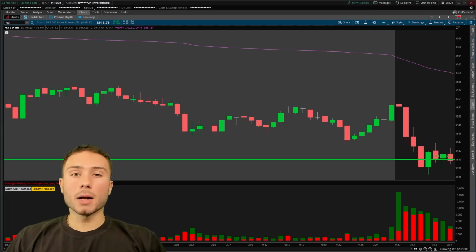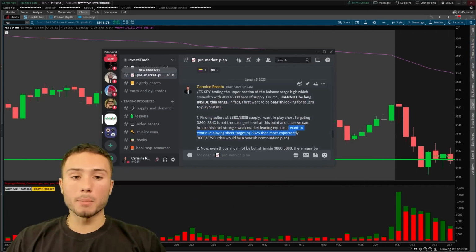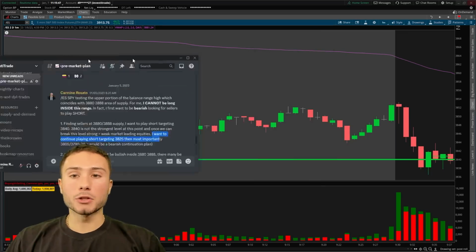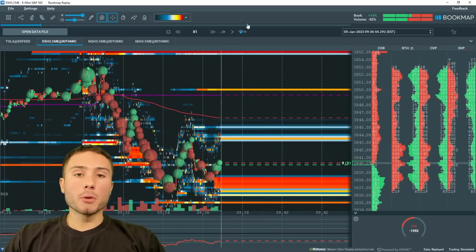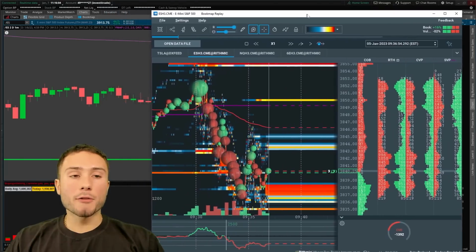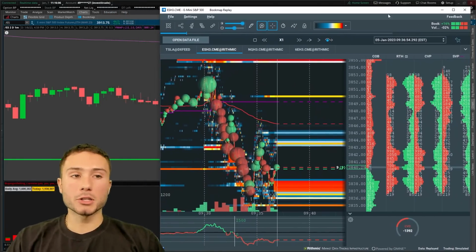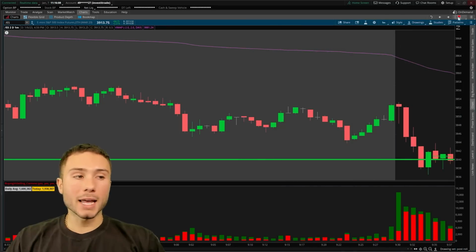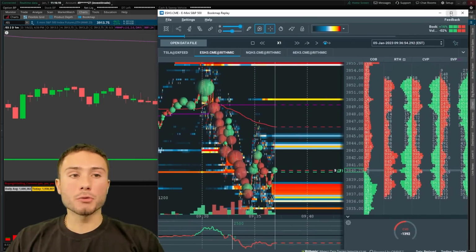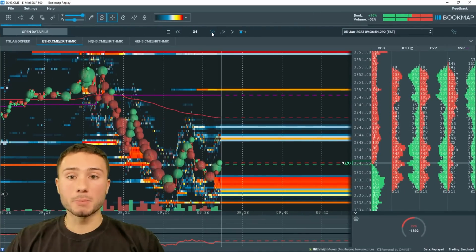So what we see here is the market sells off into our 3840 level. Again, from the plan, we're looking to short below 3840, targeting 3825. Now, opening up this order flow tool, again, this is the easiest way for me to show you these examples. I use other tools on a daily basis, but to show you this replay, what we're going to do is I'm going to speed it up.